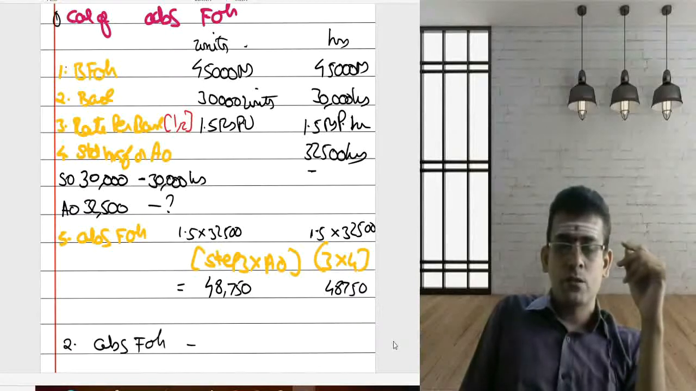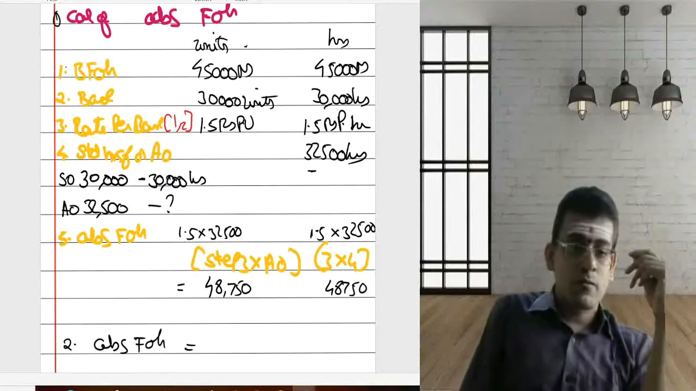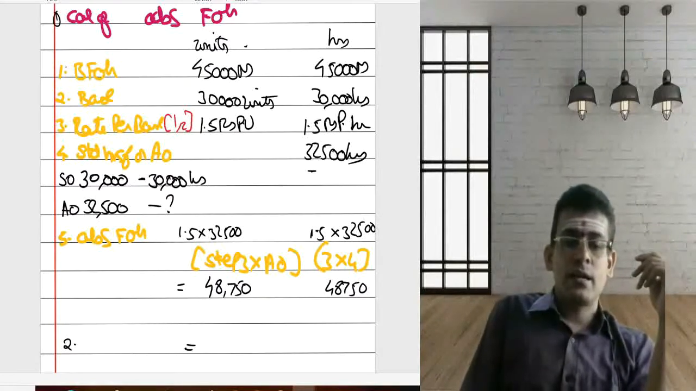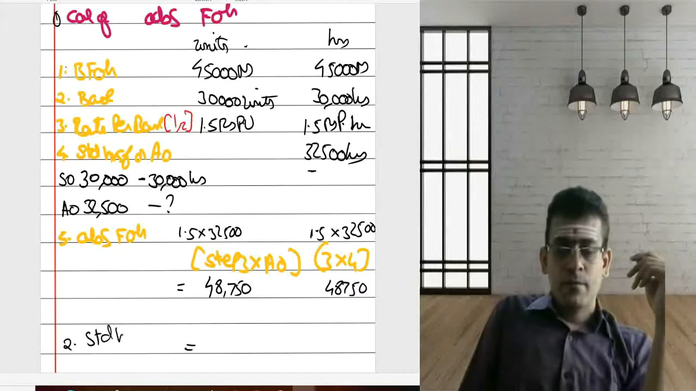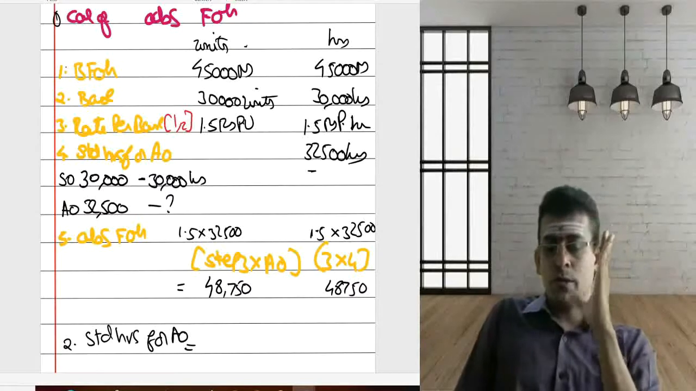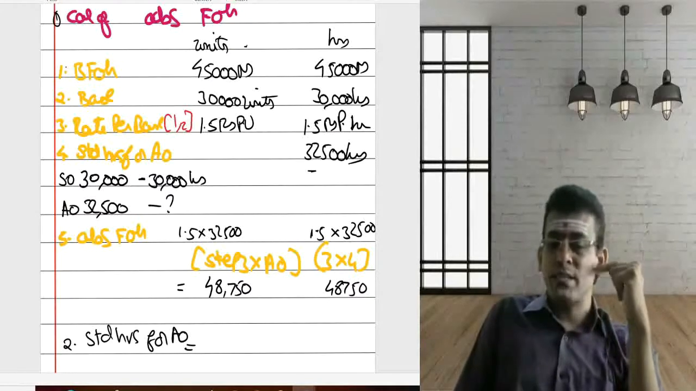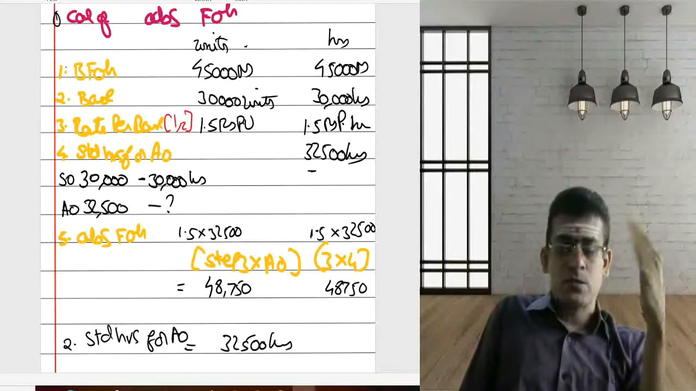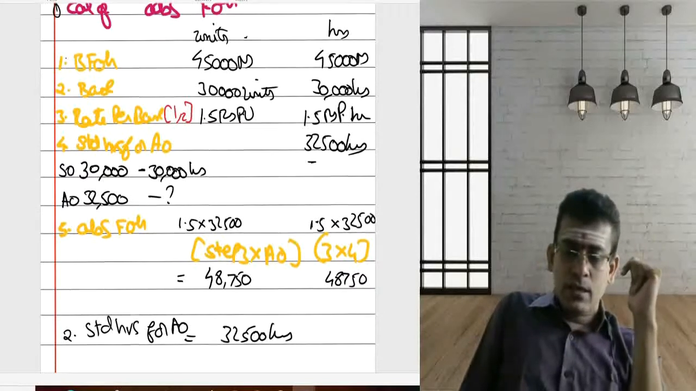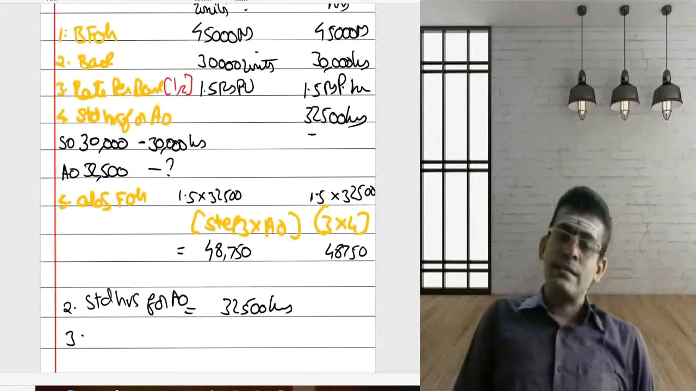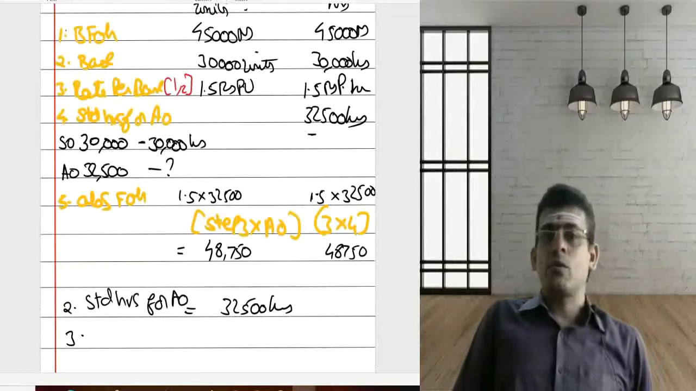Second requirement is what? Absorbed fixed overhead. What is my absorbed fixed overhead? Sorry, not absorbed fixed overhead, standard hours for actual output. So the second requirement is standard hours for actual output, which I should consider. Already we have calculated that to be 32,500 hours. So that I will consider. Third is one more requirement which I should consider. If I calculate this, we can easily apply the formulas and calculate the other variances.